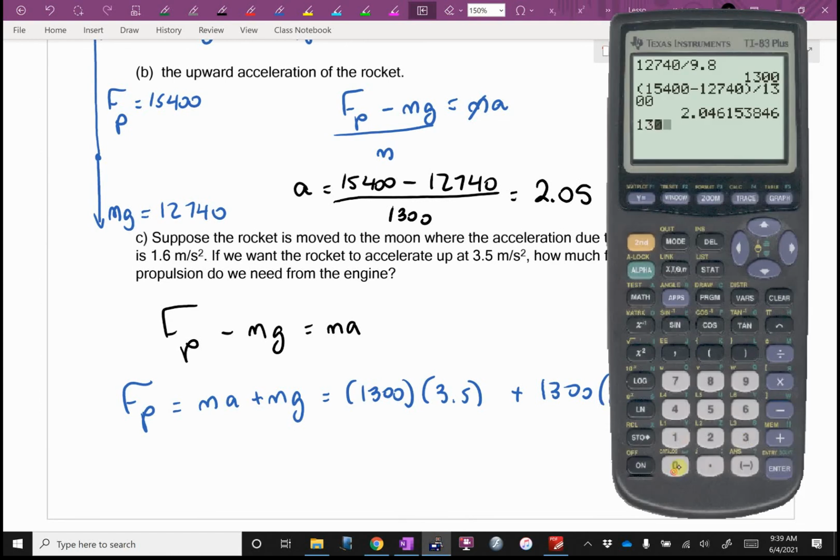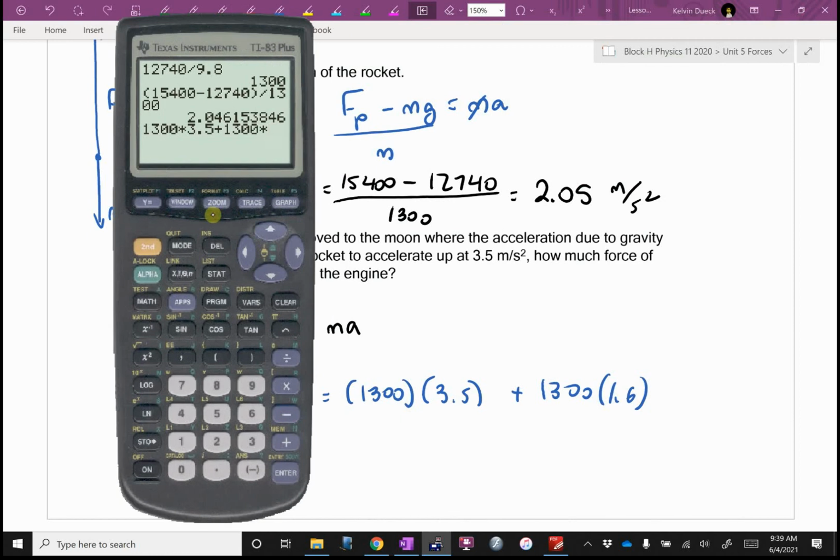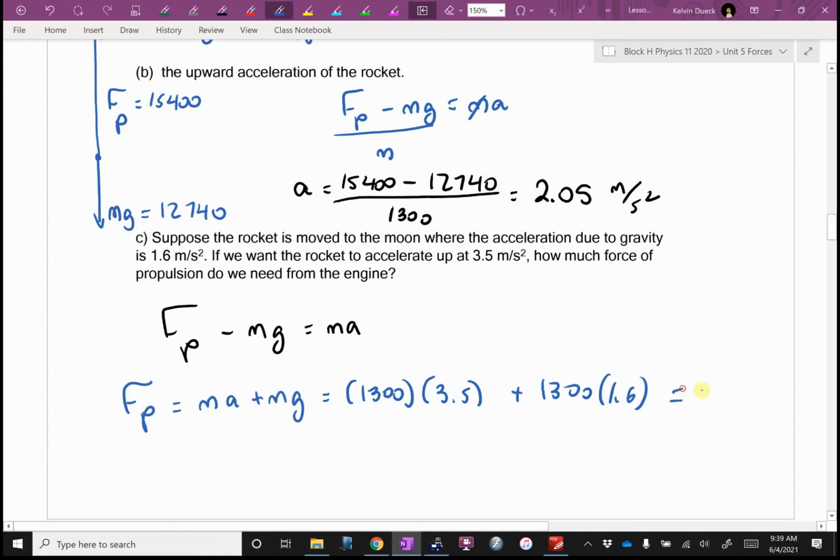Really? I subtracted. I need to add. Jeez, that was dumb of me. 6,630. Units, it's a force. Newtons. Okay?